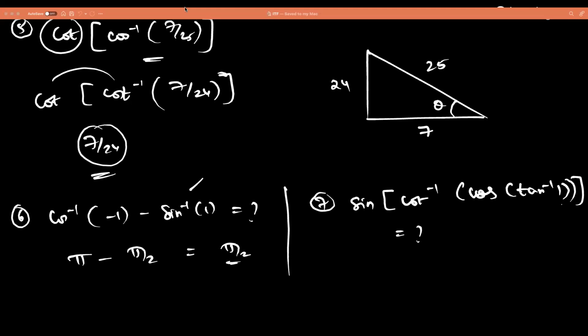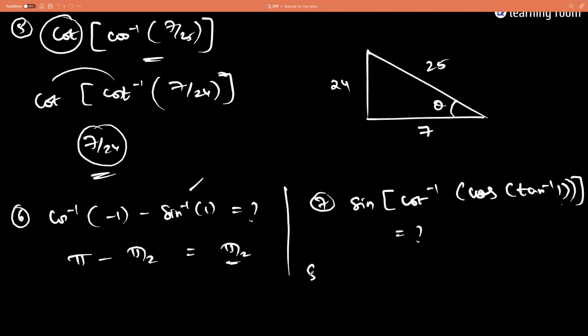Sir, is it root 2 by root 3? Root of 2 by 3? Correct. Yes, sir, there is an option. See, there is an option. I don't know whether it is right or wrong. Okay, so how to do this? Can you tell me? So sine of cot inverse of cos of tan inverse 1 is how much? Pi by 4, sir. So cos of pi by 4 is 1 by root 2.